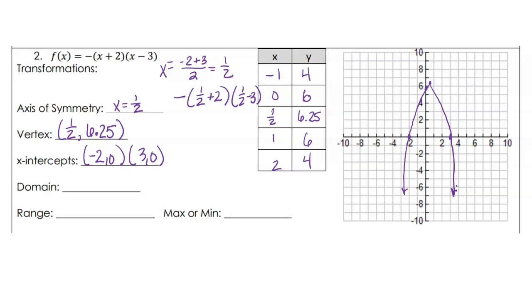Okay, so my domain, typical -infinity to infinity in interval form. My range is lowest to highest, so I'm looking at negative infinity here, all the way up to 6.25. I'm going to use a bracket. That's a maximum because it's a high point. Let's go to transformations. So we have a negative sign here, so this is a reflection. It's -1.